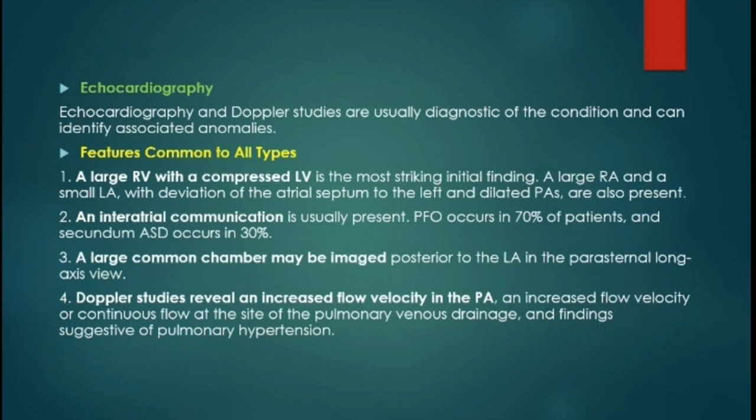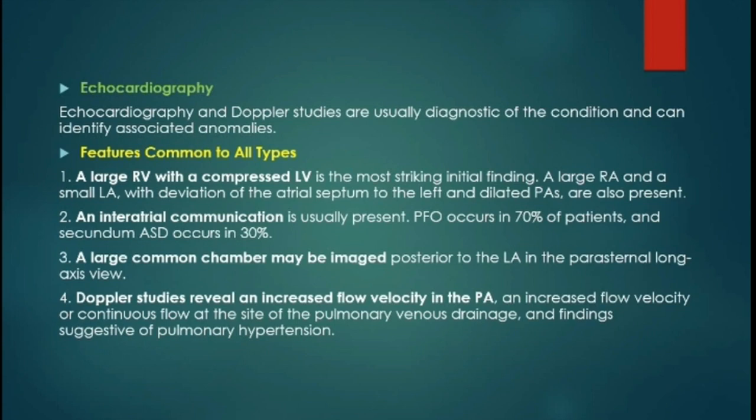Echo examination will show the diagnostic features of the total anomalous pulmonary venous return, with a large right ventricle and compressed left ventricle, large right atrium with small left atrium, and deviation of the atrial septum towards the left side, pulmonary artery branches dilatation. The interatrial communication is necessary for survival, either PFO or ASD.